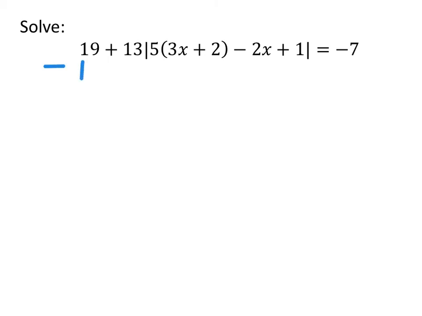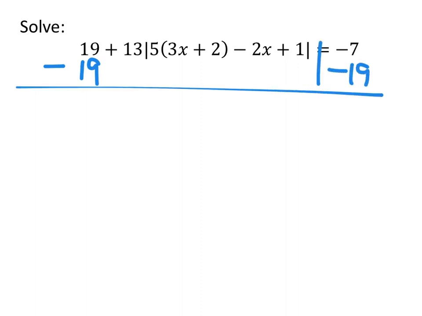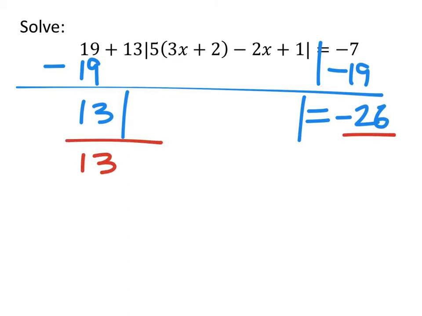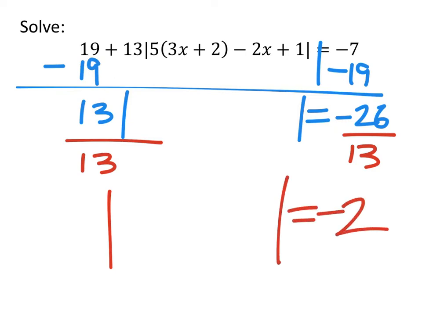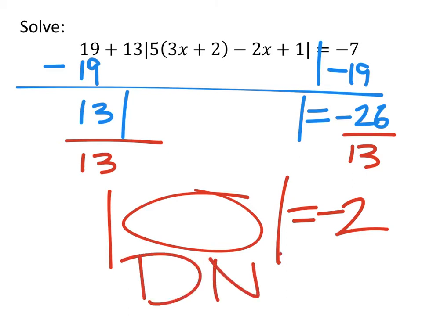So just zero out that 19 right there. So, minus 19. Now we've got 13 times some absolute value equals negative 26. Then divide both sides by 13, and we get an absolute value that equals negative 2. Well, no matter what's on the inside of this absolute value, this could never happen. So it's a does not exist one.